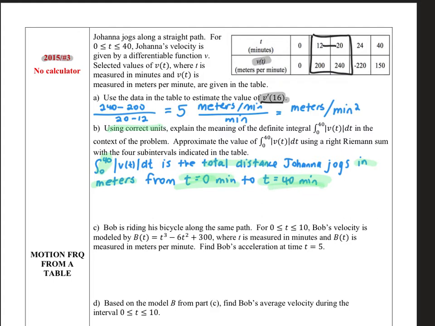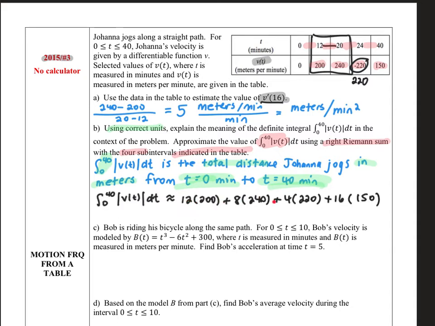I'm also asked to evaluate that total distance traveled using a right Riemann sum with 4 subintervals that are indicated in the table. So 0 to 12 is 1, 12 to 20 is 2, 20 to 24 is 3, and 24 to 40 is 4. I'm going to make sure I pull up these numbers on the right side. And also, because it's absolute value, I need to make sure that I take this negative 220, and I'm going to take it as a positive 220 when I do my right Riemann sum.